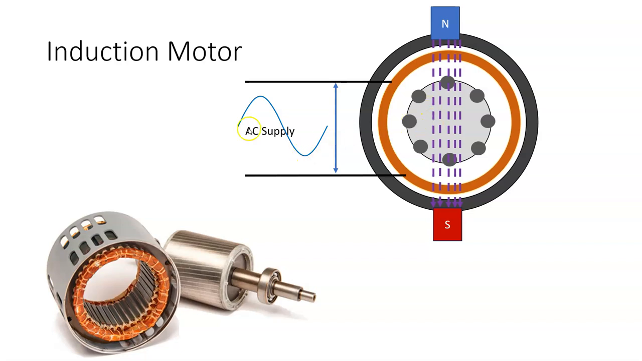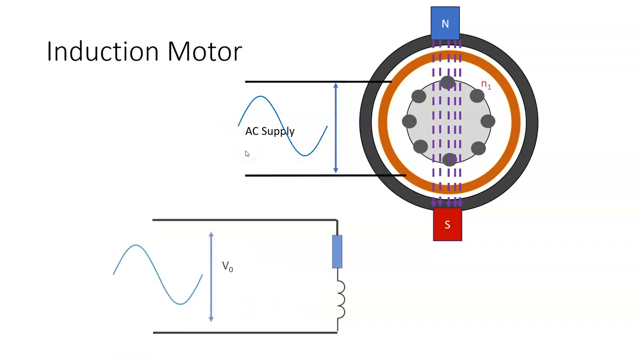Okay, from the supply side then, the circuit might look something like this. So there's a supply voltage. The stator has some windings. They will have some inductance and they'll have some resistance R.